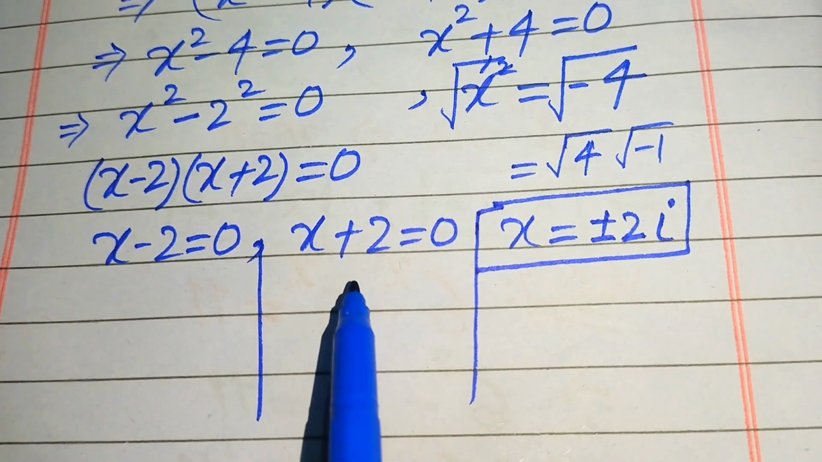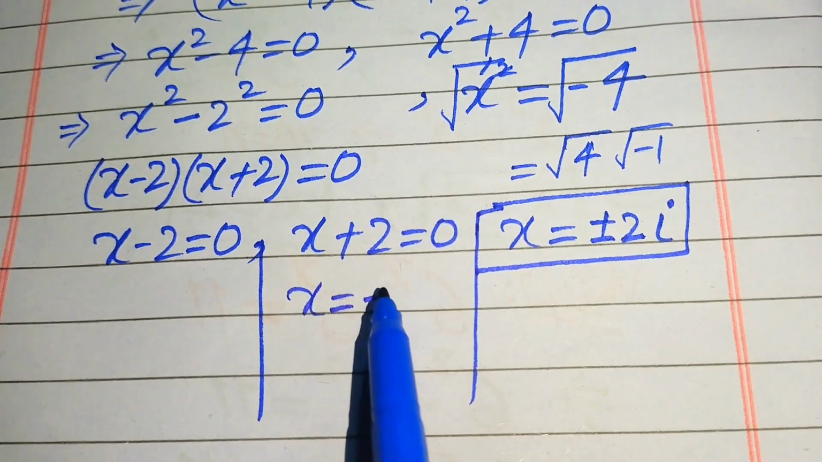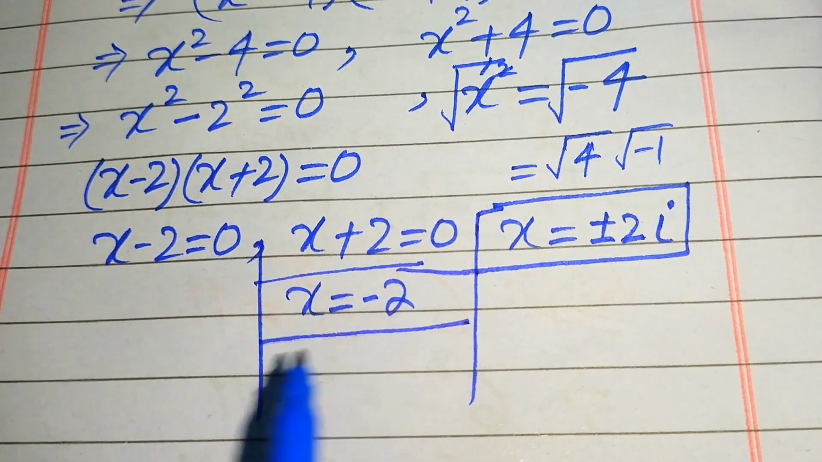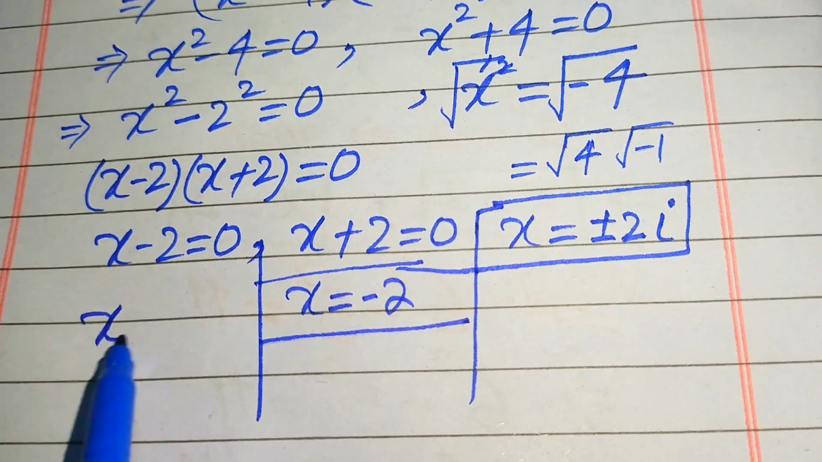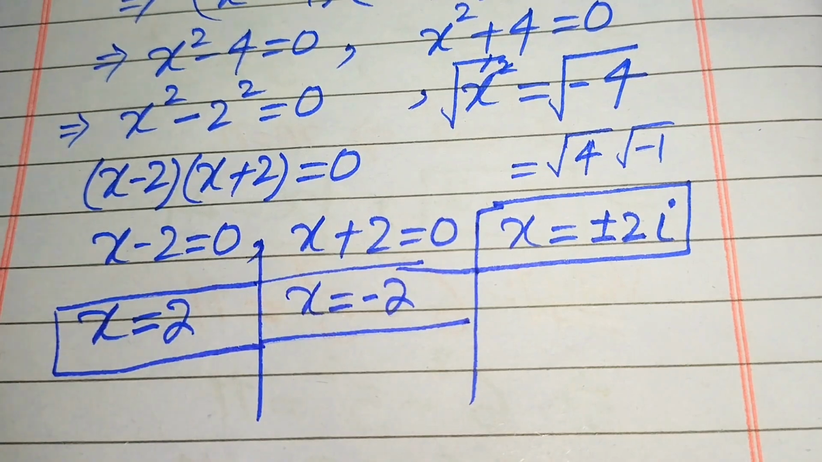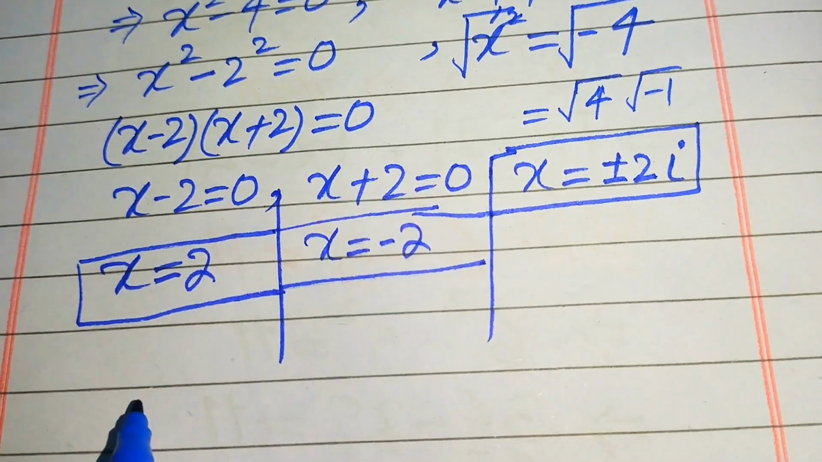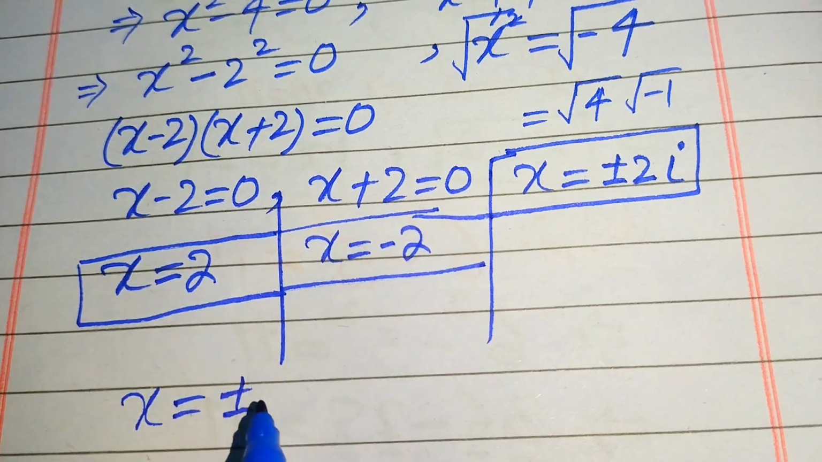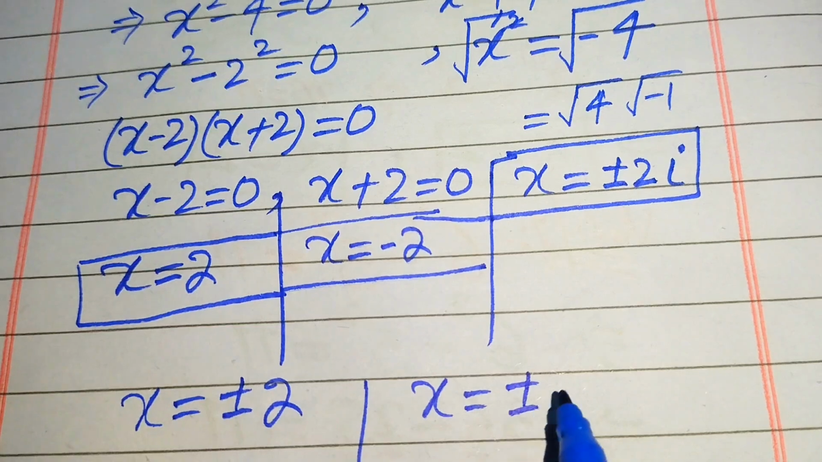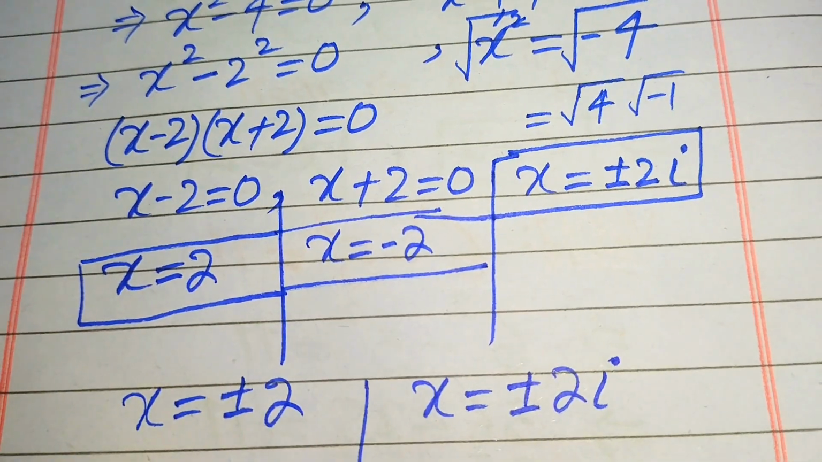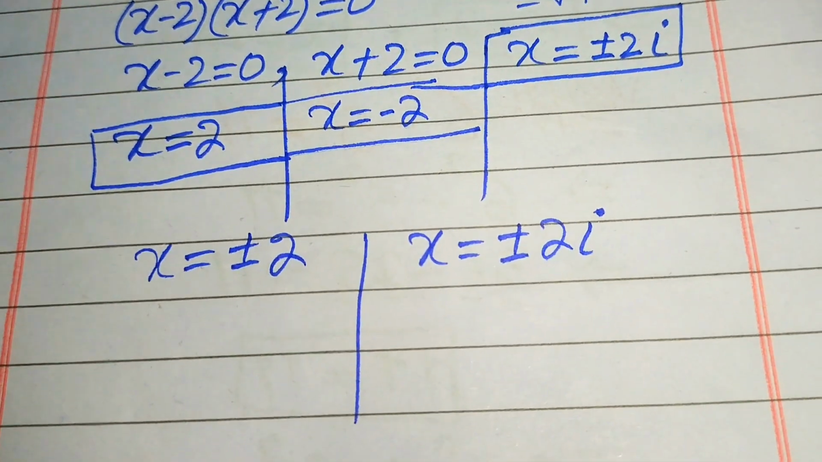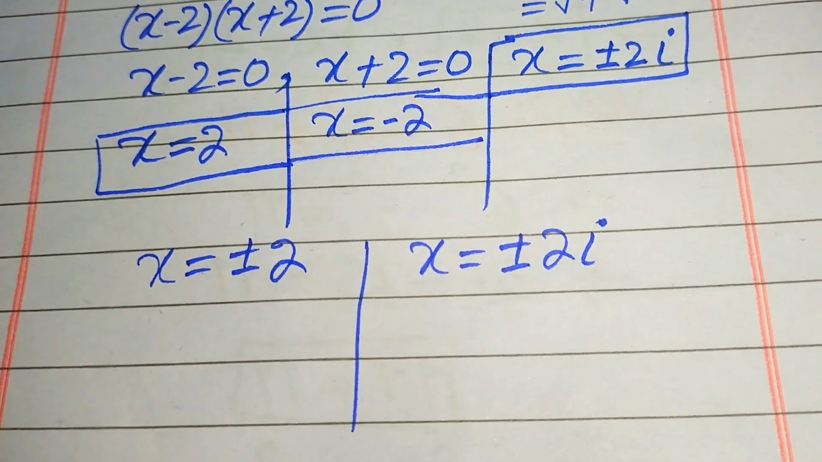And now for the other roots we move plus 2 to the right hand side and we get the value of x is equal to minus 2. This is the third real root of the given equation, and from here we move minus 2 to the right hand side and we get x is equal to plus 2. This is the fourth root of the given equation. So these are the four roots in which we have x is equal to plus minus 2 as the real roots, and x is equal to plus minus 2 iota as the two complex roots of the given equation. And now in the next step we need to verify whether these roots are solutions or extraneous roots.